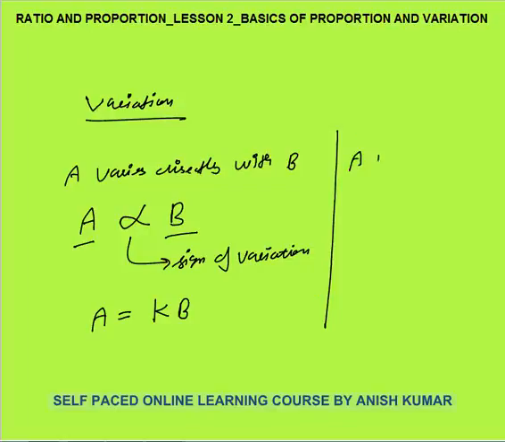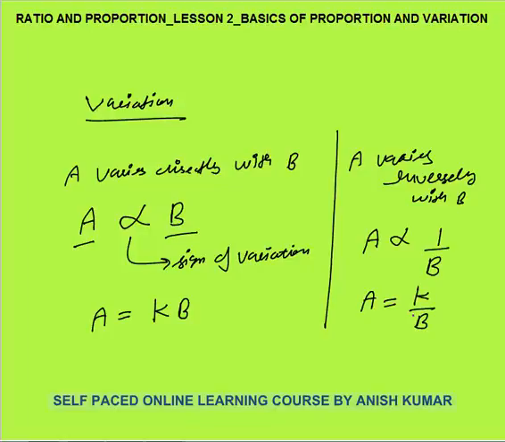A varies inversely with B. A varies inversely with B. How will I represent this? This is how you will write it. Again, if you want to make this an equation, this will be equal to A equals k by B, where k is a constant. So anytime you want to turn a variation into an equation, you have to multiply by a constant.